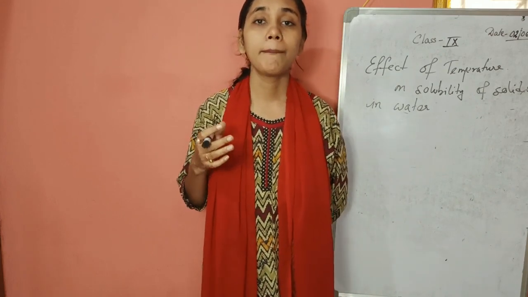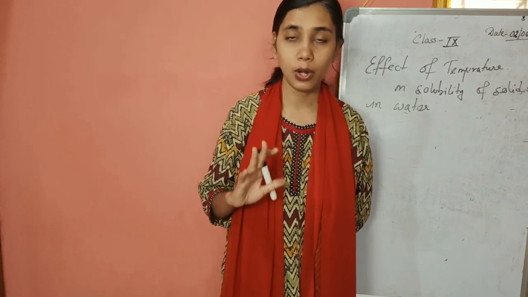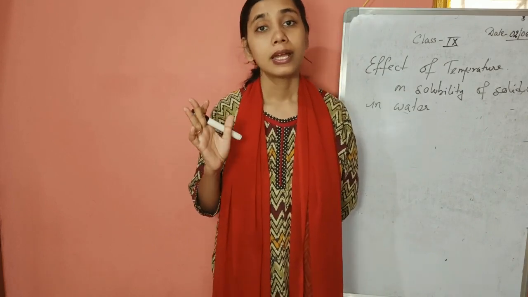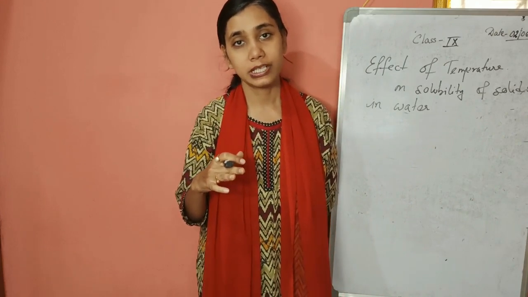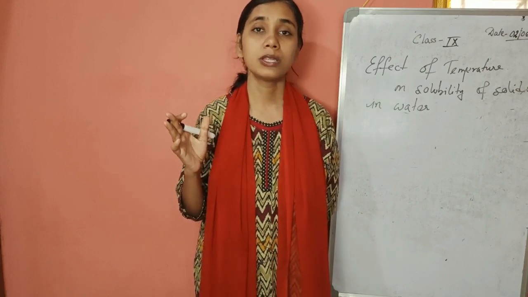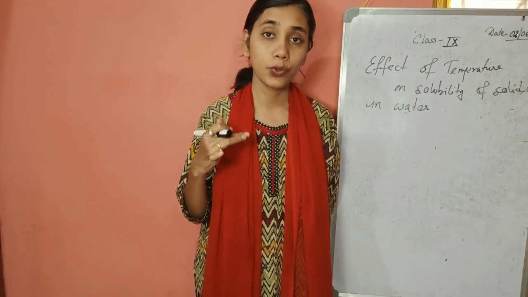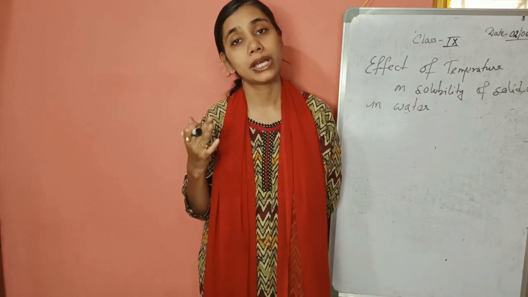A very simple example is blue vitriol, which has 5 water molecules: CuSO4.5H2O, 5 water molecules per molecule of copper sulfate. If we take out those water molecules by heating, the salt will get converted from crystalline to amorphous, and the color will also change from blue to white.